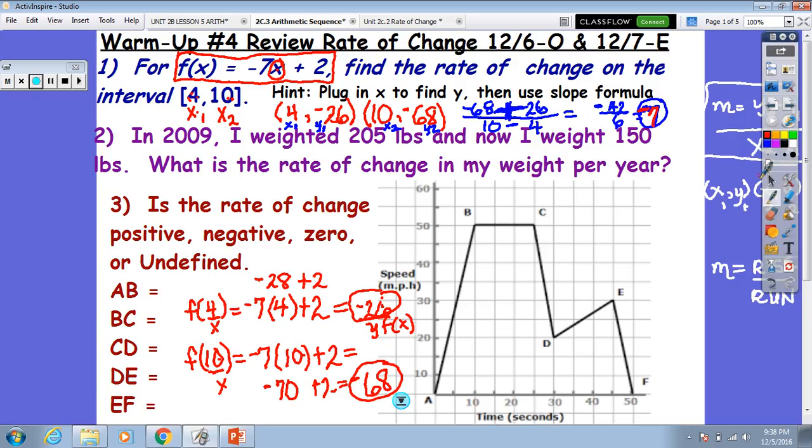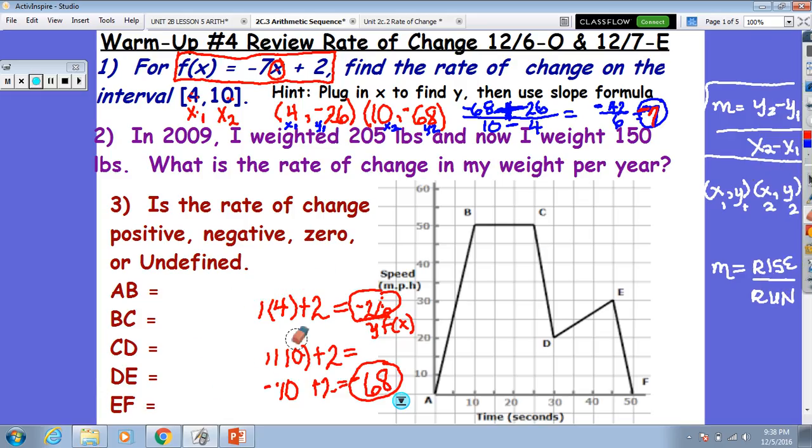Alright, now let's move on to number 2. I am going to clear my work from the bottom of the board. I'll leave the one at the top in case you need to copy that down.